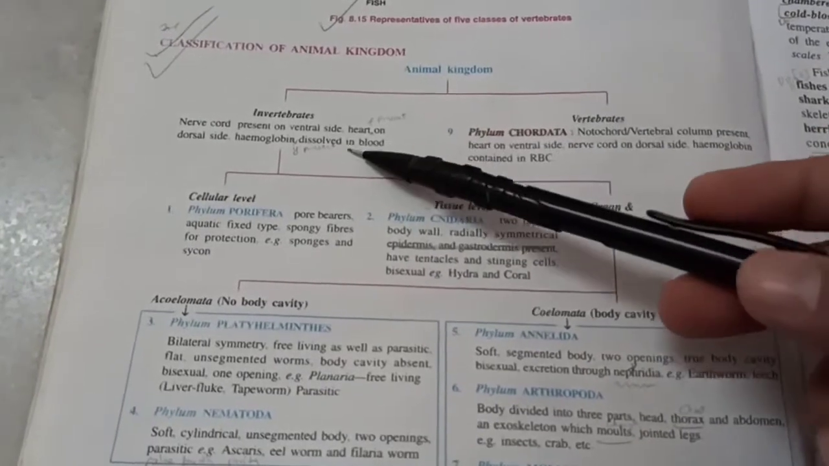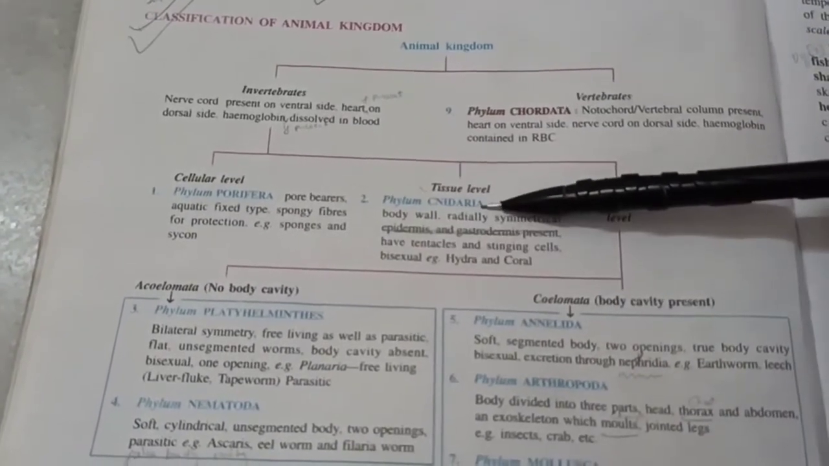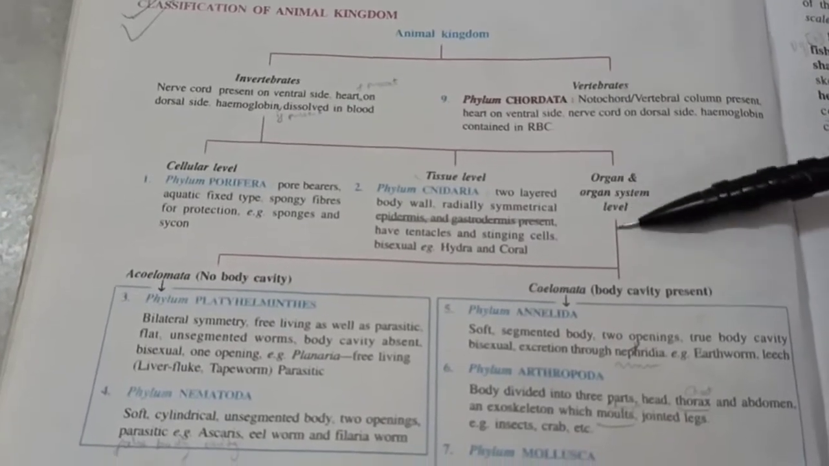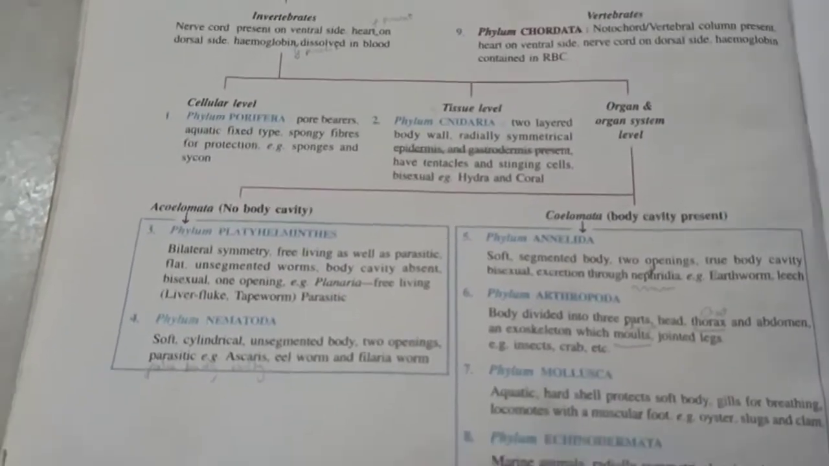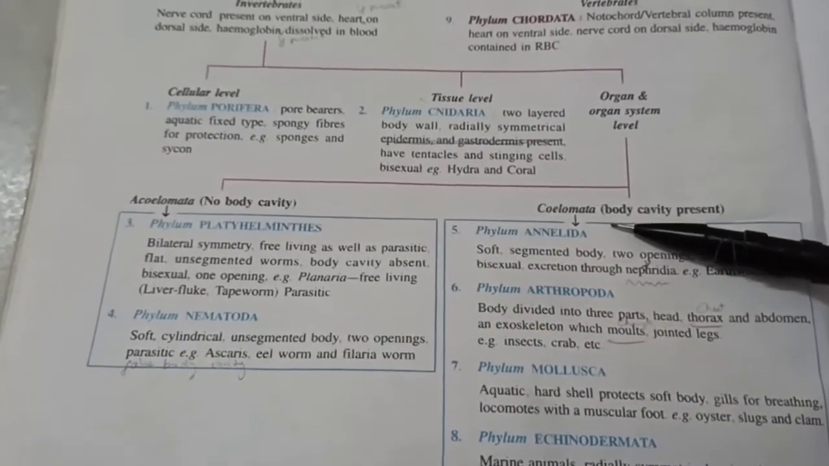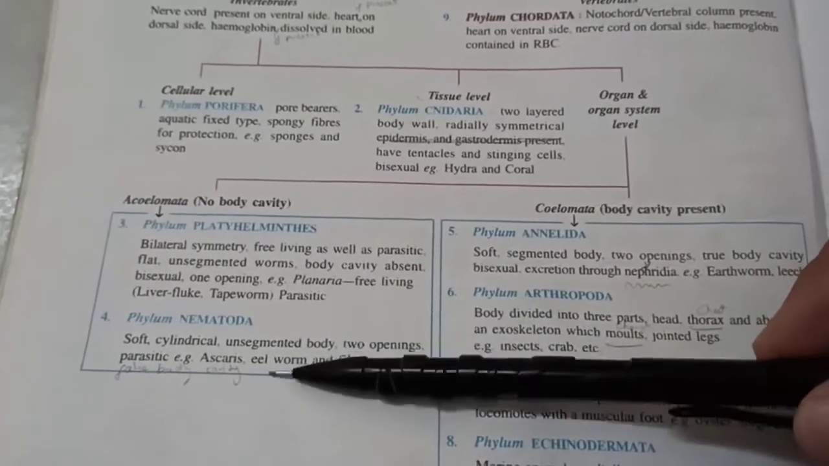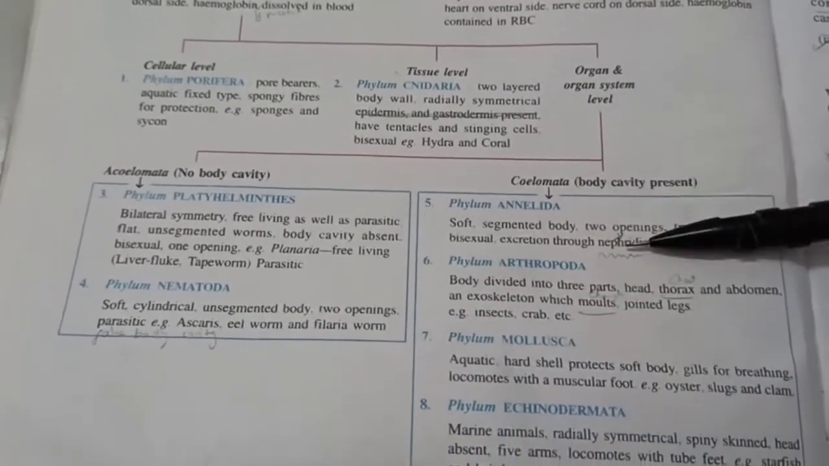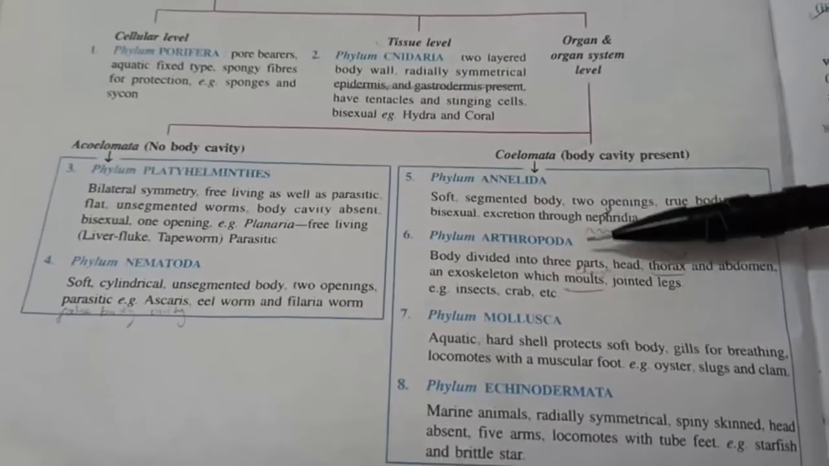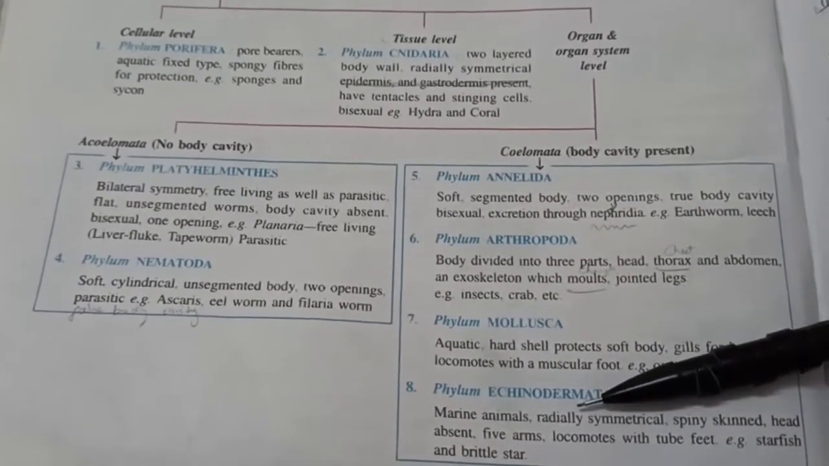Now these invertebrates can either be porifera, which are the simplest animals. They can be cnidaria, or they can have proper organ systems, more complex. In that case, either they have no true body cavity or they have a body cavity present. If they have no true body cavity, they can either be Platyhelminthes or nematoda, which are the worms we just studied. And if they have a body cavity, then they can be a worm called Annelida, or they can be Arthropoda, Mollusca, Echinodermata, and we have studied all of their characteristics.